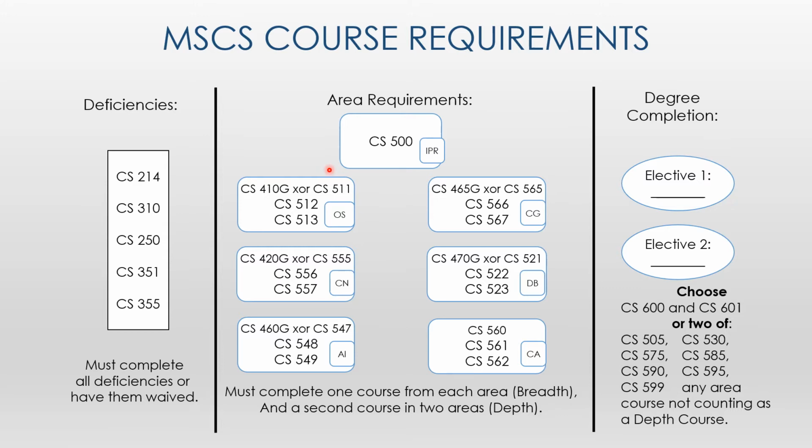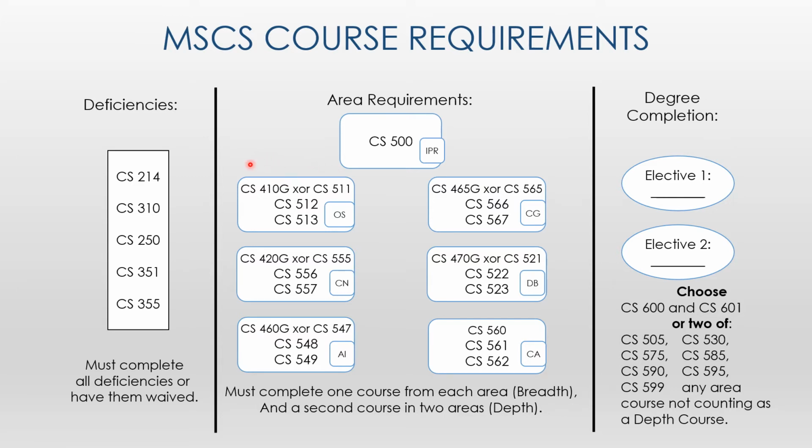We have both of those on the books, we are not always able to offer both of them. So if you need an operating systems course, it might just be 410G as it is for this semester. In future semesters, there might be a 511. So keep in mind that those are both considered the first course in operating systems. And you'll note in between them I have XOR. And if you've had 310, you know what that means. That's exclusive OR. You take one or the other, not both. So if you take 410G, you may not take 511.